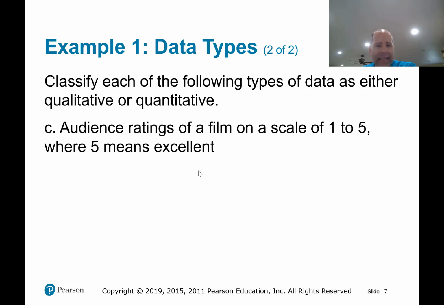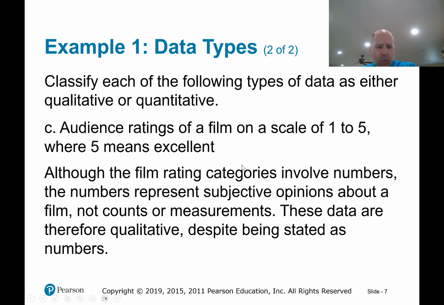The numbers really don't mean anything in particular other than just a placeholder, right? Okay. And so this would be qualitative. Okay. Even though you're using numbers, it's still qualitative data because what are you measuring? You're measuring something that's an attribute, right? Somebody's rating of a film, right? Poor to excellent.